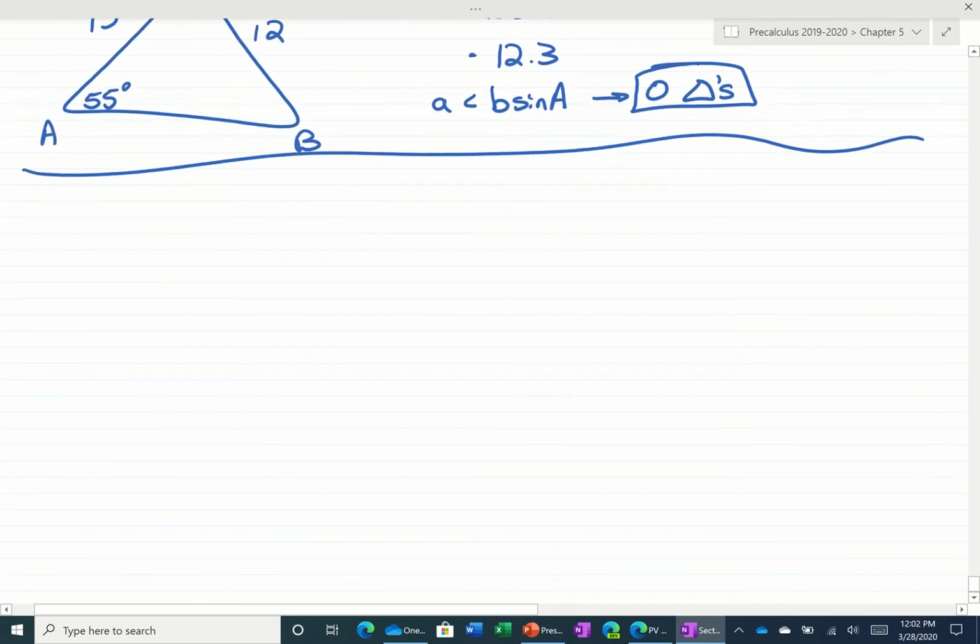I wouldn't do it 3 times. 2 times is good, but 3 times I don't think so. For problem number 4, it says that A is 125, B is 150, and angle A is 25 degrees.